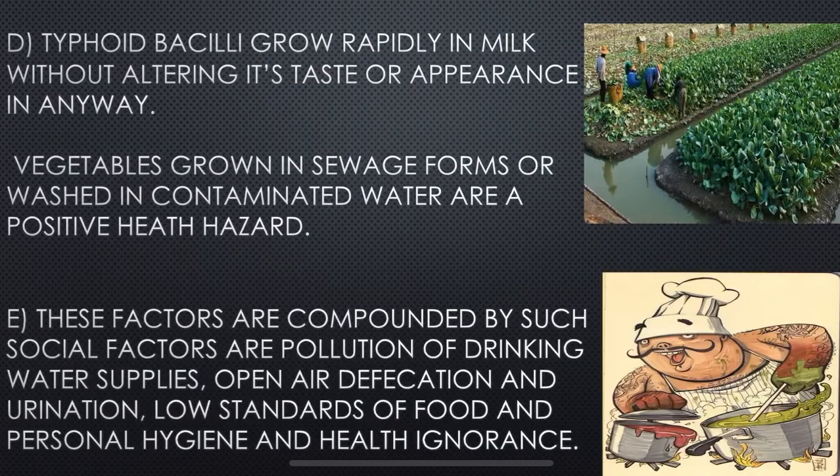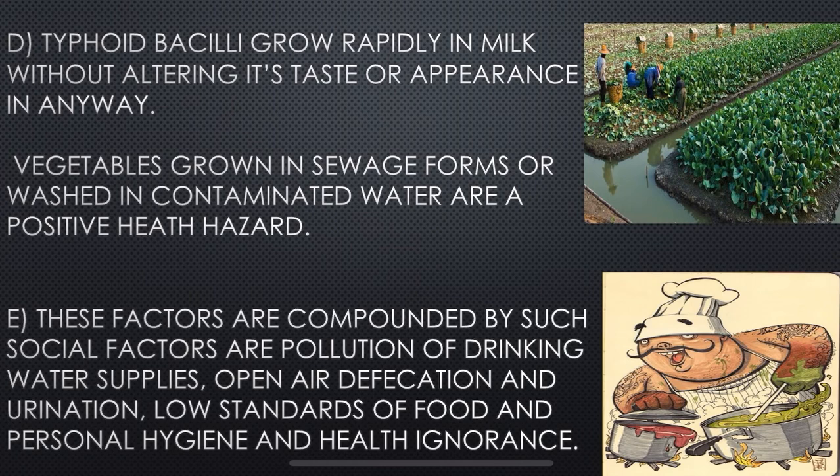Next, we see that typhoid bacilli grow rapidly in milk without altering its taste or appearance in any way. So in milk also, the bacilli grow and multiply very easily. It grows fast in milk, and it does not change its appearance and taste. Vegetables which are grown in sewage farms or washed in contaminated water are a positive health hazard. When vegetables are grown in sewage water or sewage farms and washed in contaminated water, they cause a health hazard.